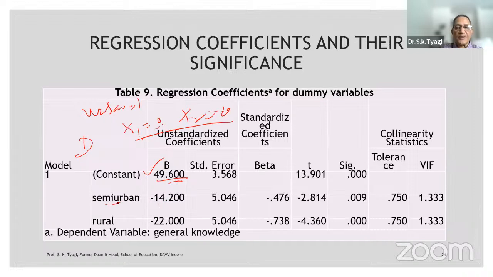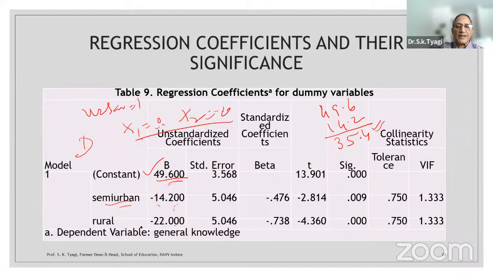Regression coefficient for semi-urban is minus 14.2. That means a student from a semi-urban background is expected to score 14.2 marks less than the 49.6. So if you subtract 14.2 from this, you get 35.4. Okay, so this is the mean score of semi-urban.